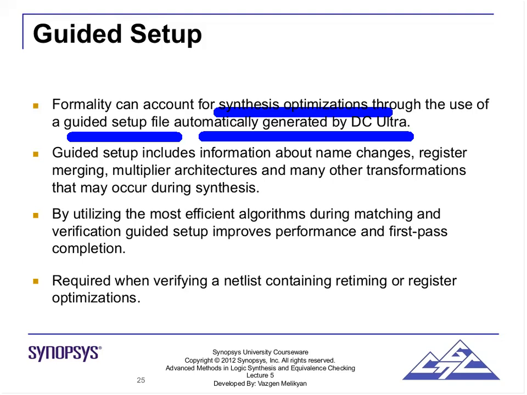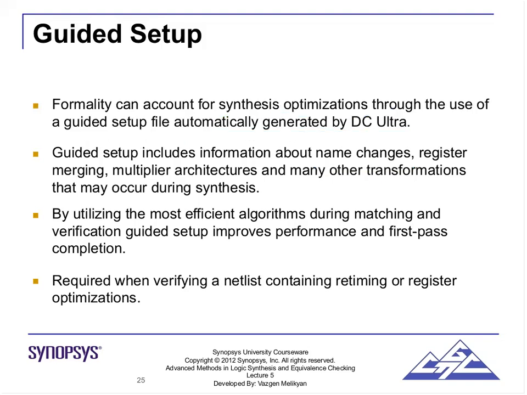It includes information about name changes and register merging. Now name change might not be important, because Formality will be able to match the compare points even without the name change, but register merging is very important. Why? Because register merging will reduce the registers. So for example, if two or more registers are merged together, the number of registers in the implementation will now be fewer than the ones present in the RTL. So register merging is very, very important.